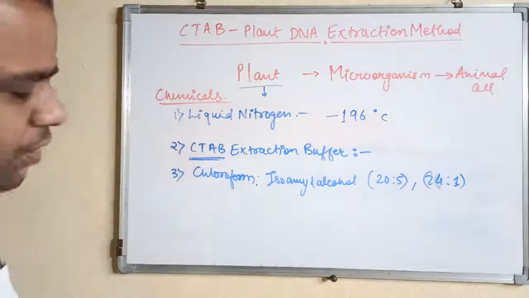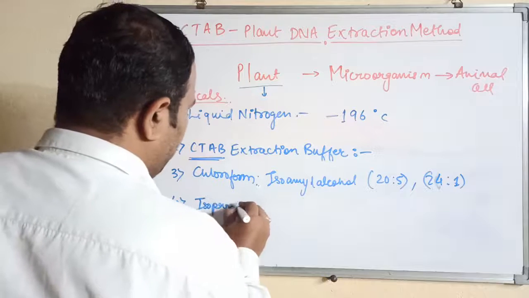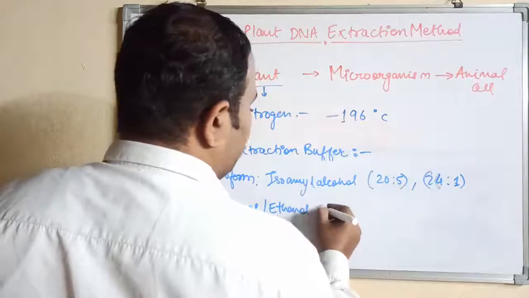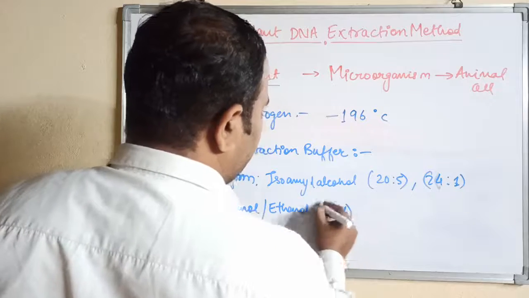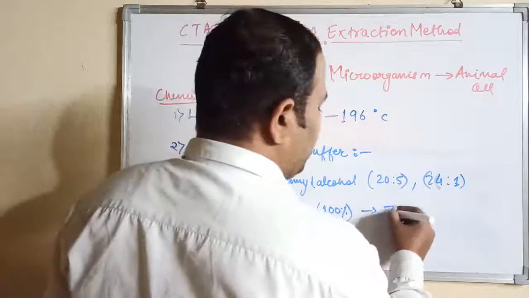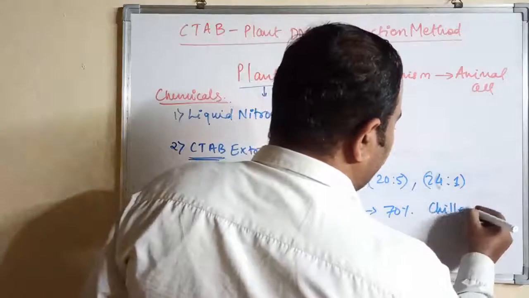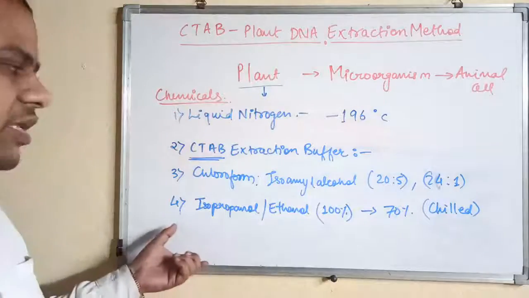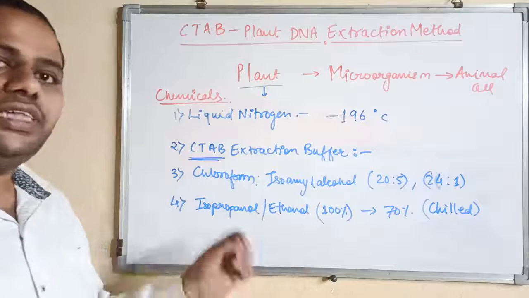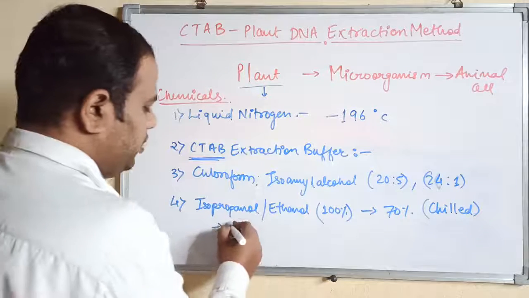And the fourth reagent that is used here is either isopropanol or ethanol. Generally the first precipitation is done with 100% isopropanol or ethanol, and the subsequent washes are done with 70% ethanol. You have to take this component chilled. It should be ice cold, because precipitation is best achieved when this reagent, isopropanol or ethanol, is in ice cold condition. What isopropanol and ethanol do is help in DNA precipitation.